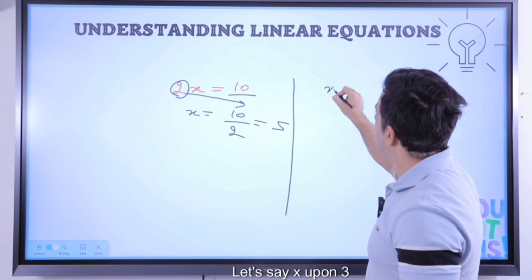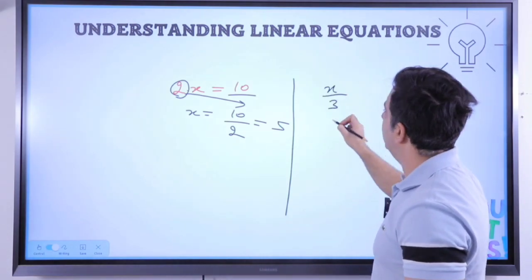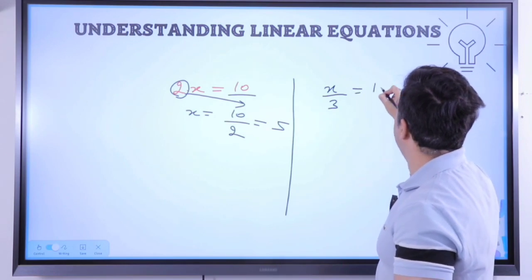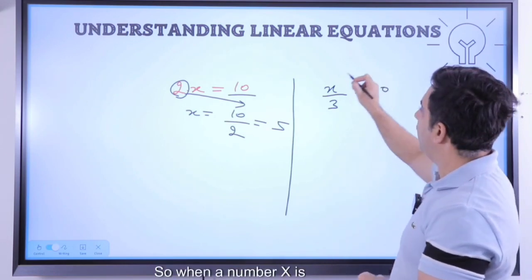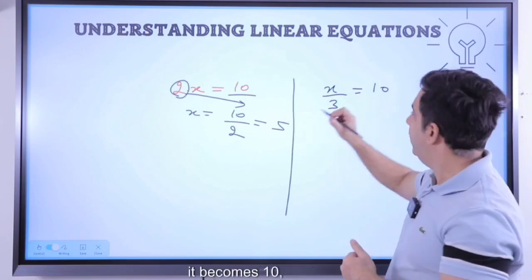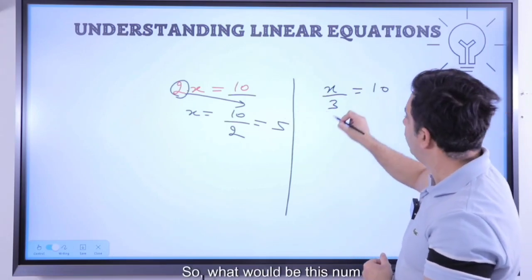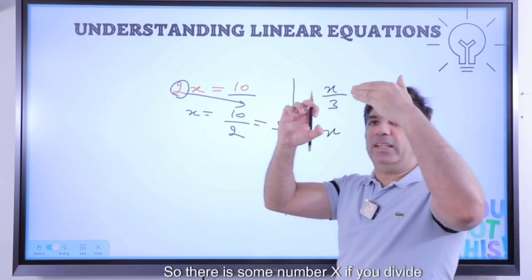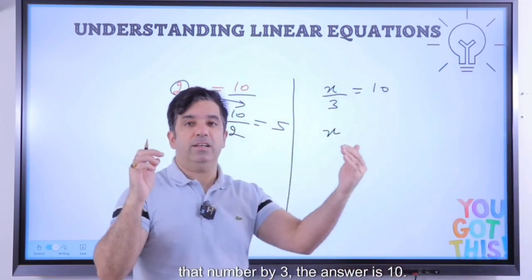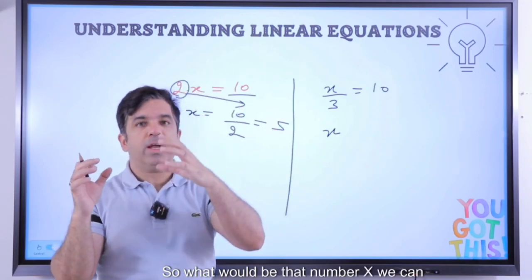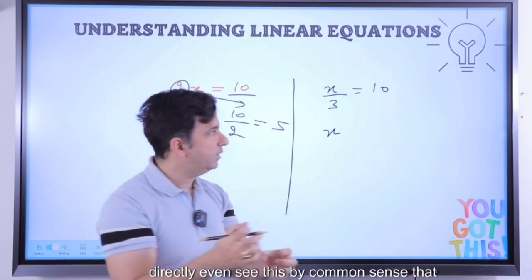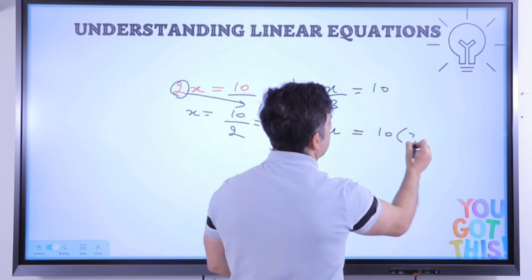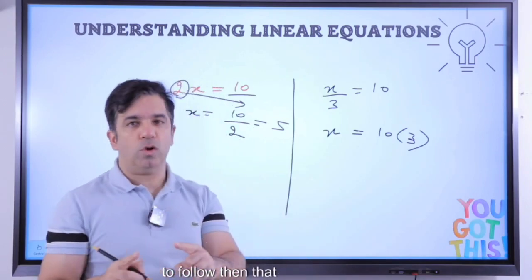And similarly, let's say x upon 3, x divided by 3, is 10. When a number x is being divided by 3, it becomes 10. The answer is 10. So what would be this number x? There is some number x. If we divide that number by 3, the answer is 10. What would be that number x? We can directly see this by common sense, that this number would be simply 10 multiplied by 3, that is 30. So this is the exact process that we need to follow.